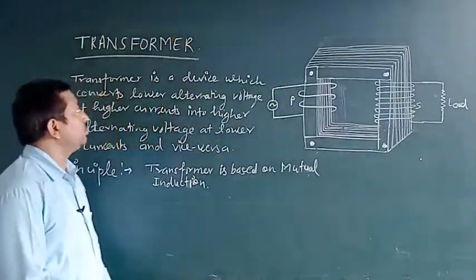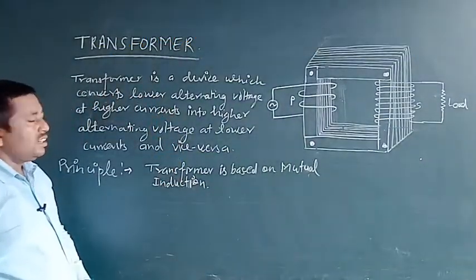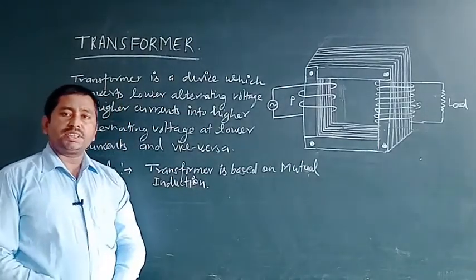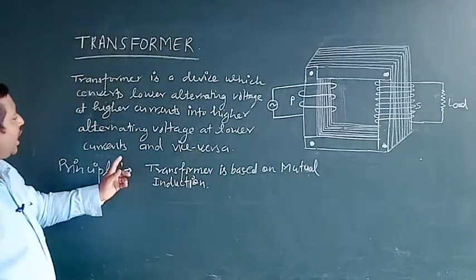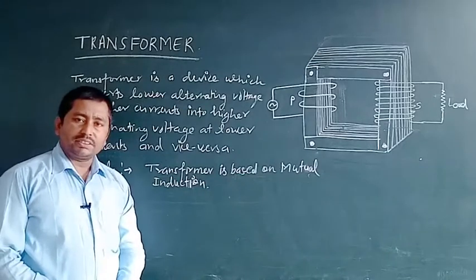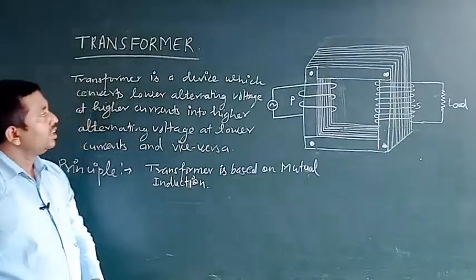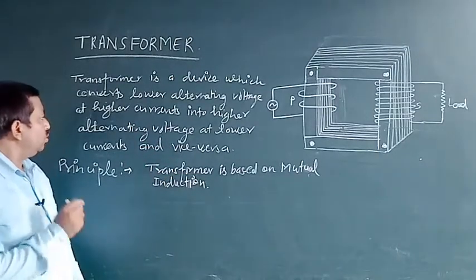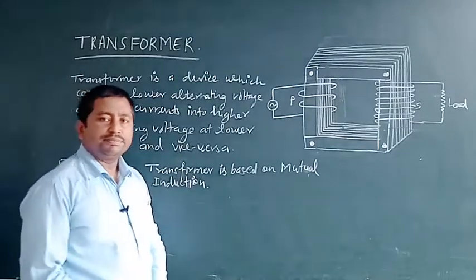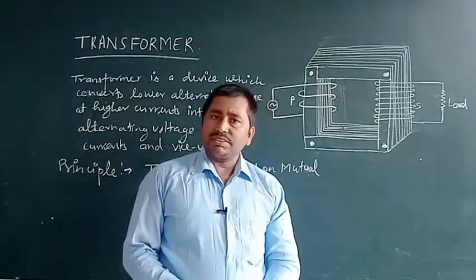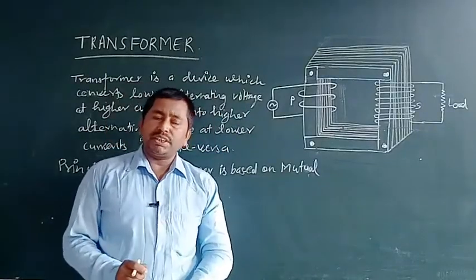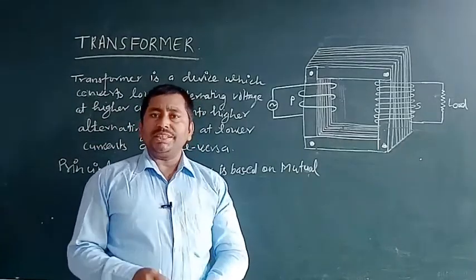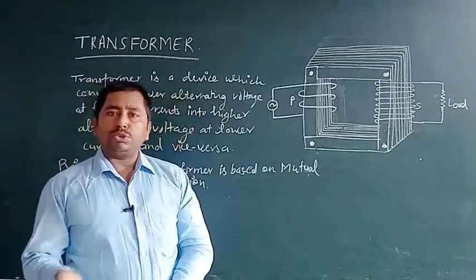Let us start our discussion about transformer. Transformer is a device which converts lower alternating voltage at higher currents into higher alternating voltage at lower currents and vice versa. It means the higher alternating voltage at lower current into lower alternating voltage at higher currents. So this is a particular device that is used to convert the voltage from a higher value to a lower value, and also a respective change in the current, that is from lower value to higher value.